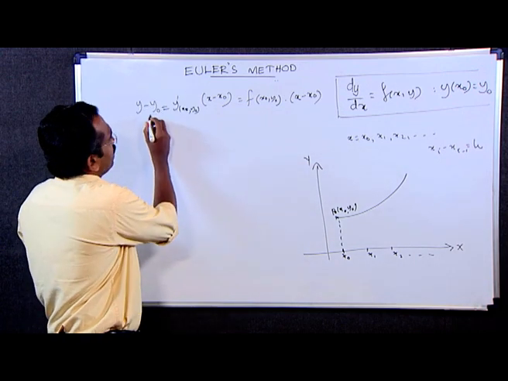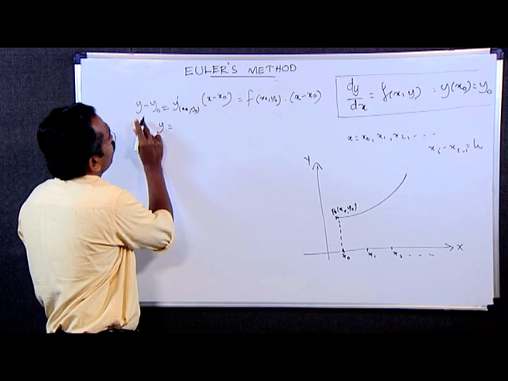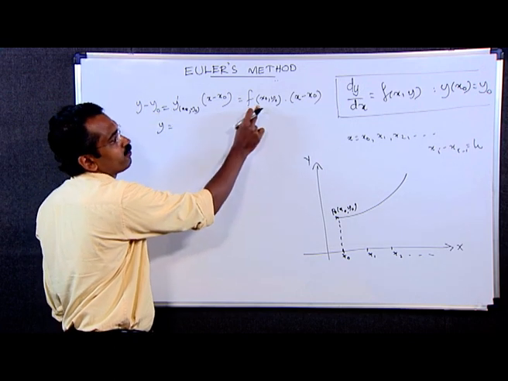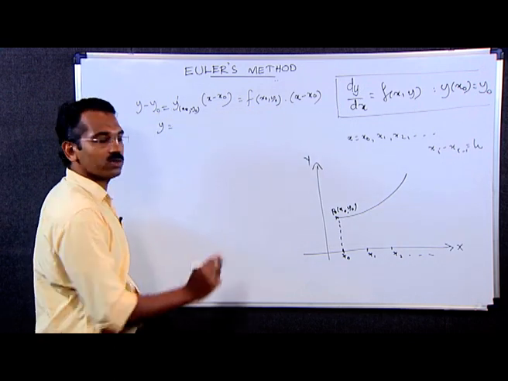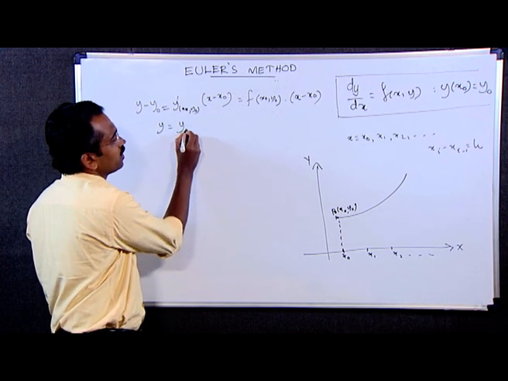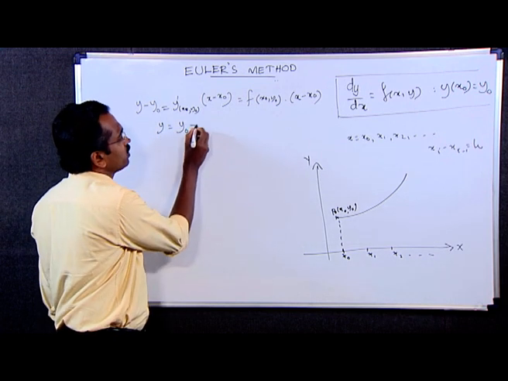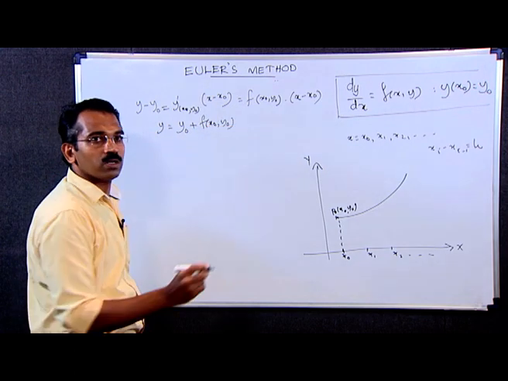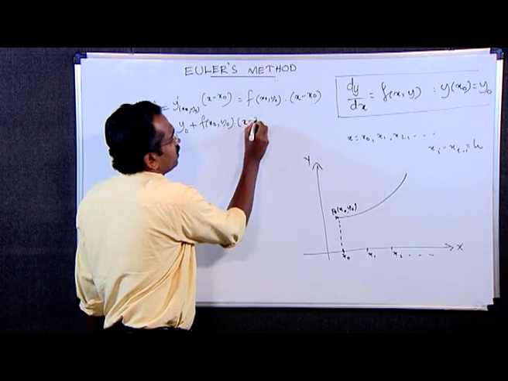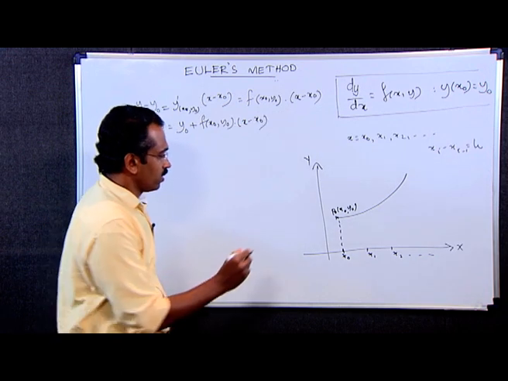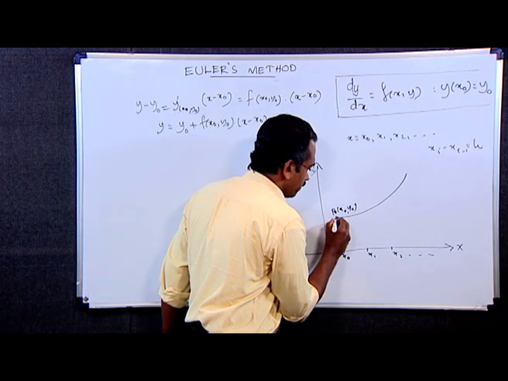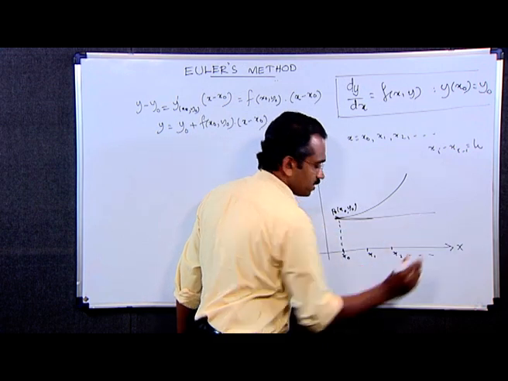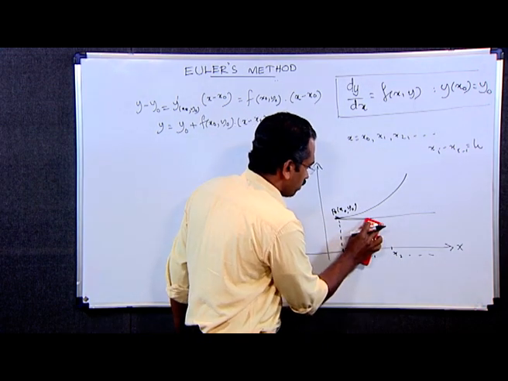From this we can write y minus y naught is equal to f of x naught, y naught into x minus x naught, which gives that y is equal to y naught plus f of x naught, y naught into x minus x naught. This is the tangent at x naught y naught.